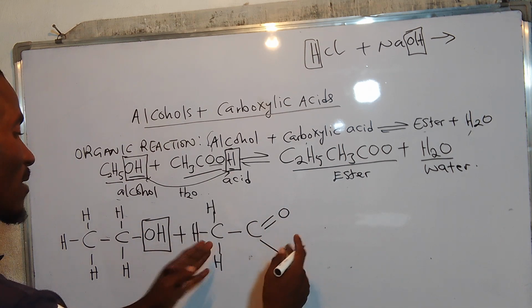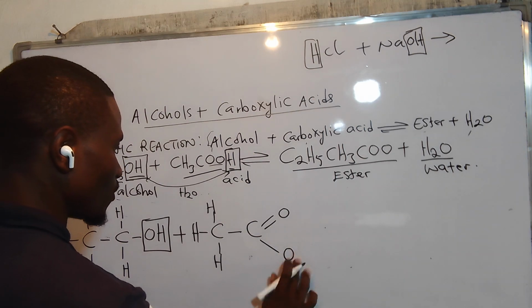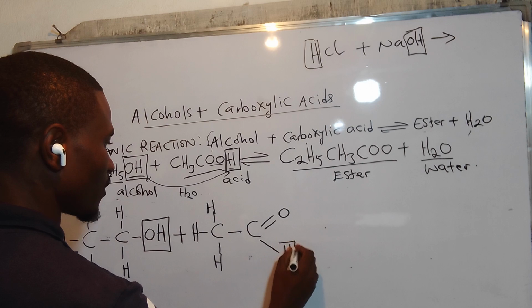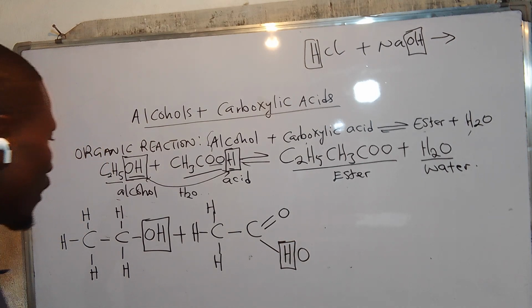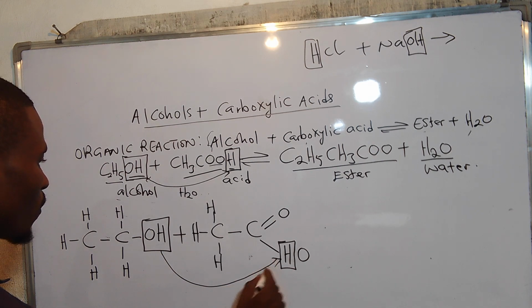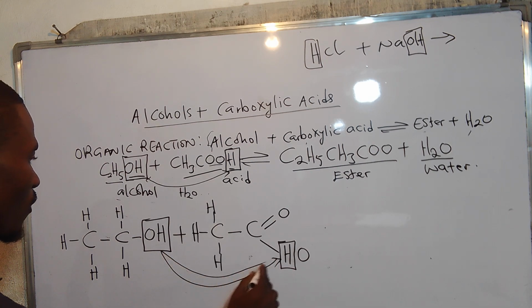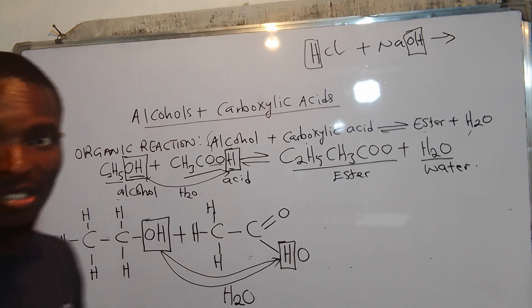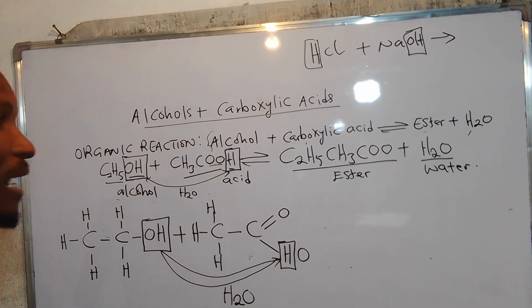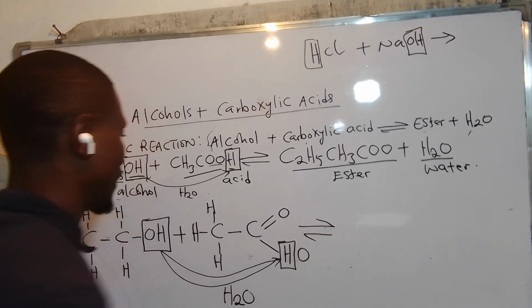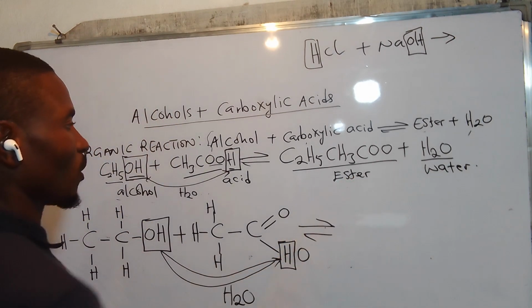I want you to understand that the alcohol is going to contribute the hydroxide, and then the acid is just going to contribute the hydrogen. So what has just happened over here is that H2O is being formed. Now from there, what do you do? We get a certain product, and this is the product that we are going to have.